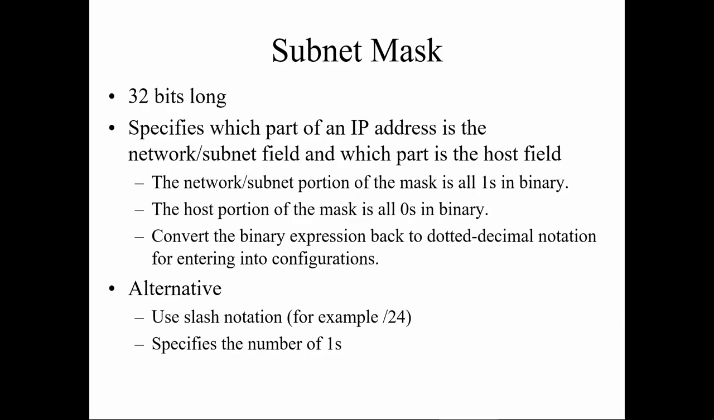Subnets, just like IP addresses, are 32 bits long. They specify which part of the address belongs to the network and which part is going to connect to the host. Again, it's either dotted decimal or slash notation for IPv4.